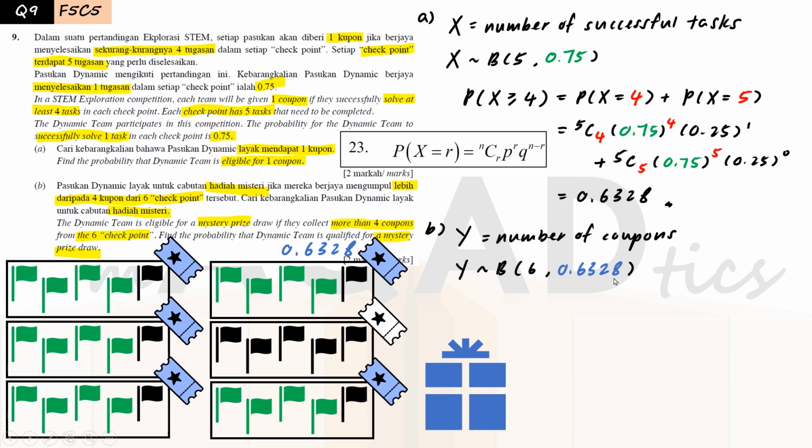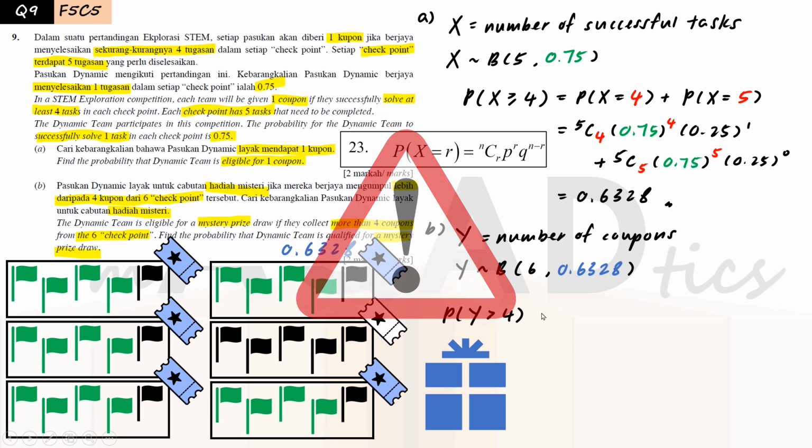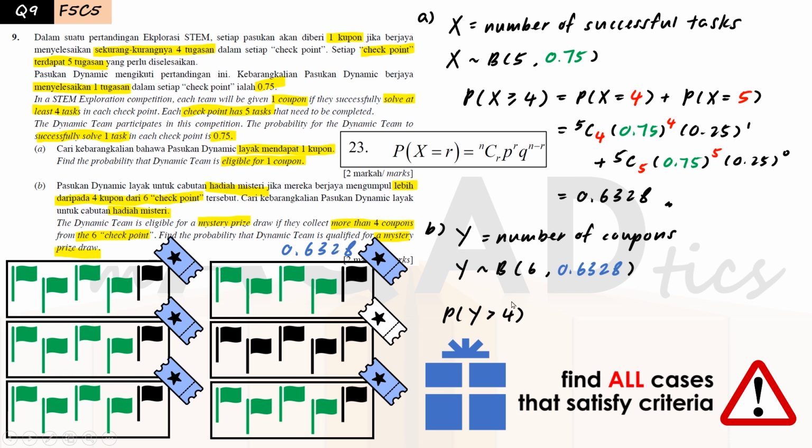Alright, so now to find the probability to get this mystery prize, the criteria is more than 4 coupons. So our probability would be y greater than 4. And similar to part A, we are going to find all the cases where y is greater than 4. So there will be 2 also. The first case is this one: in 5 checkpoints, we got 5 coupons. Or from 6 checkpoints, we have all the coupons from all the checkpoints. So here will be y equals to 6.